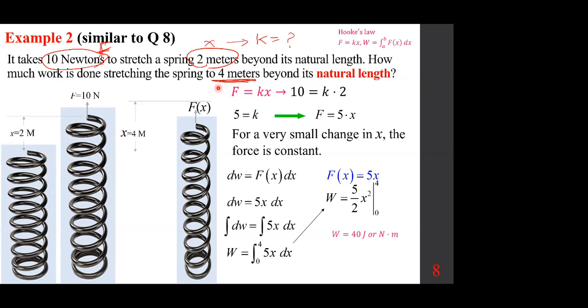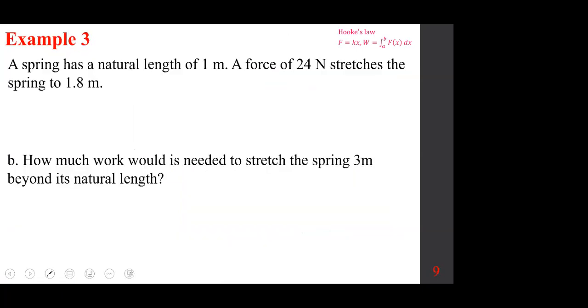I hope everybody is okay with this. And so we end up with 40 joules, also known as Newton meters. Okay. All right, let's go to the next example, the type of example that I think by now we should be familiar with, dealing with more examples involving Hooke's law.